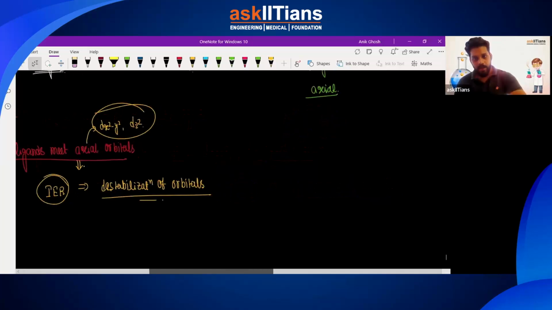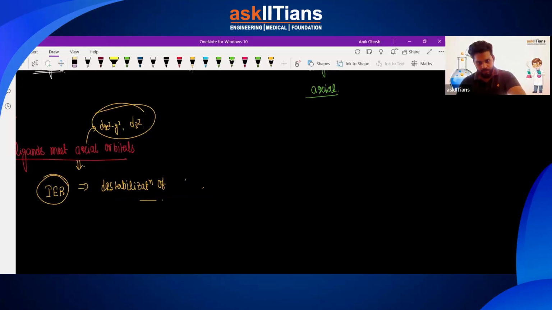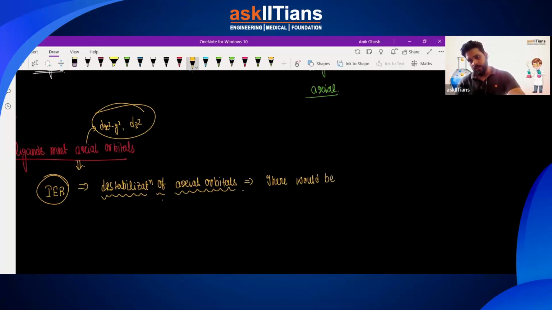So much we are clear, I guess. Achha, destabilization of which orbitals? We should write that, guys. Destabilization of axial orbitals. If there is a destabilization of axial orbitals, what would happen to the equatorial orbitals now, the planar orbitals? Now see, there would be an increase in energy due to the destabilization.